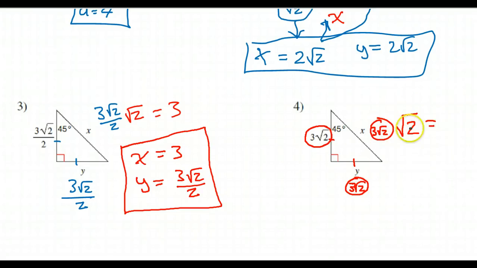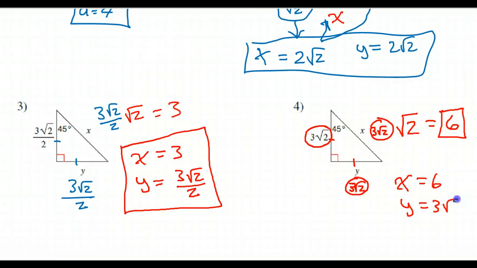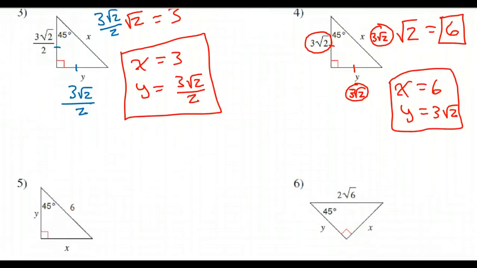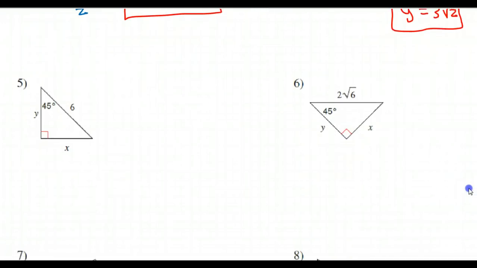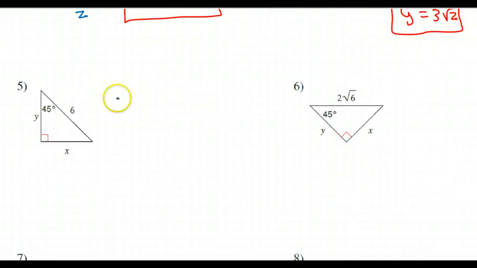And this is going to wind up being 6. Put that in your calculator if you need to. So that means x is equal to 6, like I just said, and y is equal to 3 radical 2. Alrighty then. Number 5.